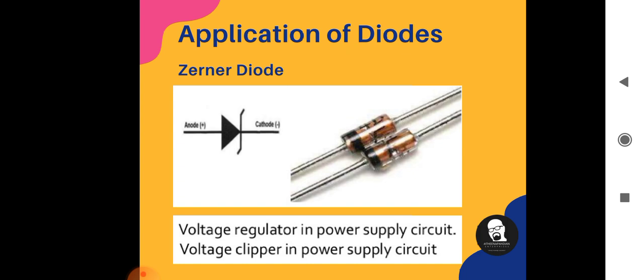This is a Zener diode. It is used as a voltage regulator. Voltage regulator means it provides a stable voltage supply.